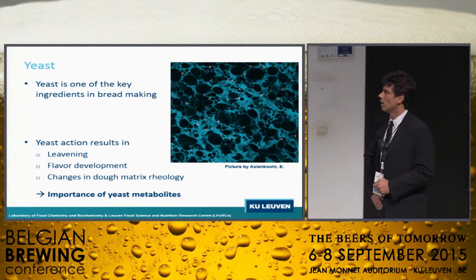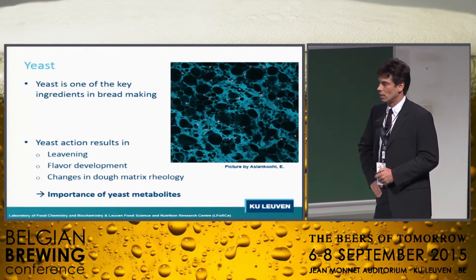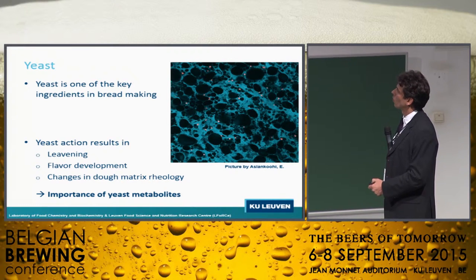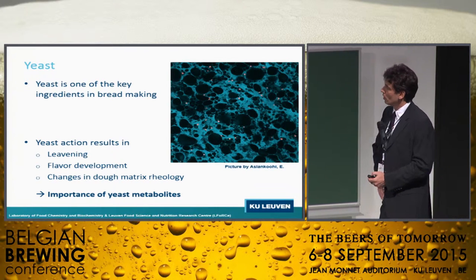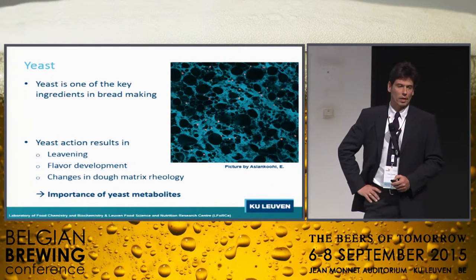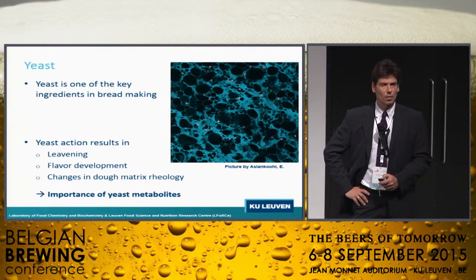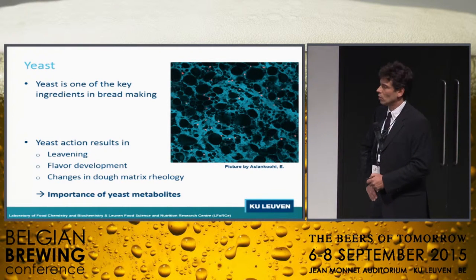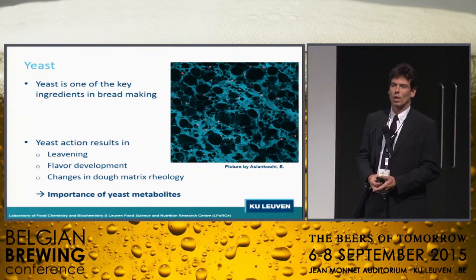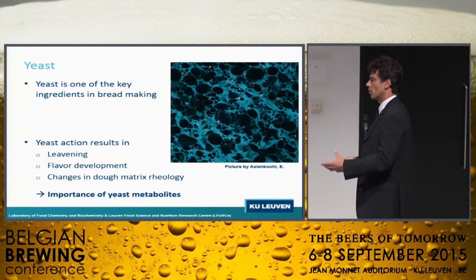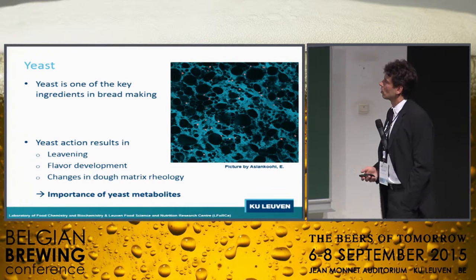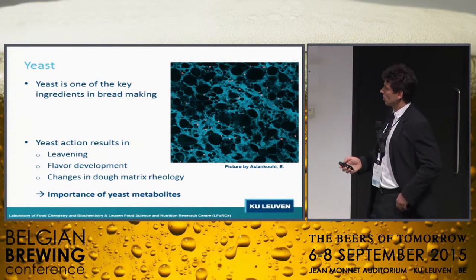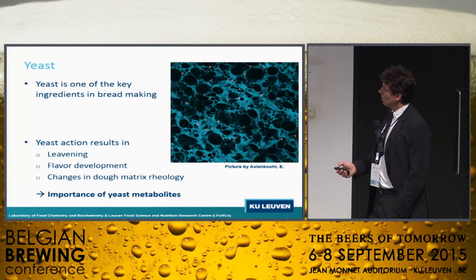And these are things that we are studying at the moment. So we do want to know, what about leavening, what about flavor, what about dough matrix rheology? Because each of these, of course, are going to define the quality of your final product. Rheology will define the size of your bread, the fluffiness or the softness of your bread, flavor, of course, aroma, and leavening will also determine softness. And yeast will do all of this through its metabolites.